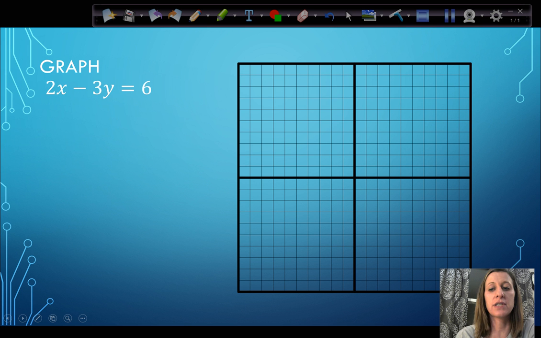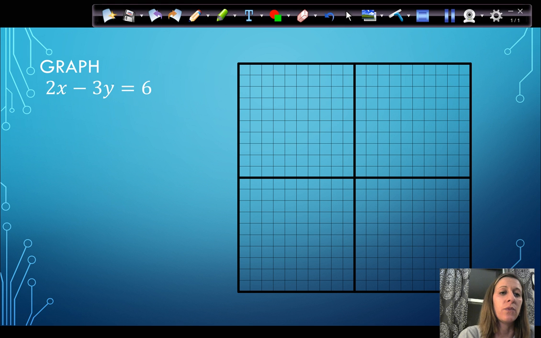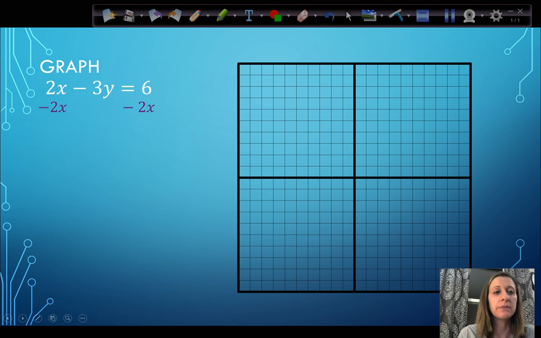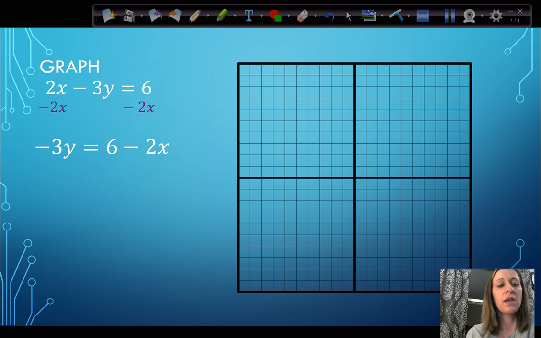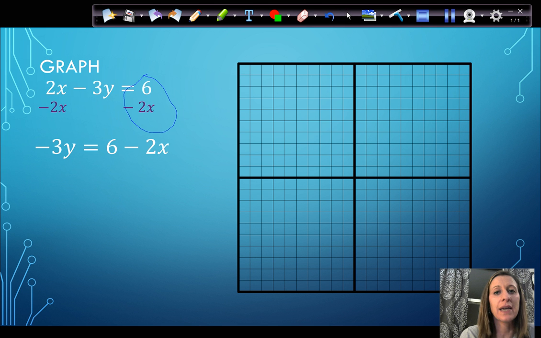Okay, so here's our first example. We have 2x minus 3y equals 6. We need to get y by itself. The first thing we're going to do is subtract 2x from both sides. That now gives us negative 3y equals 6 minus 2x. Remember that 6 minus 2x, those are not like terms, so we cannot combine them. We can just rewrite them.